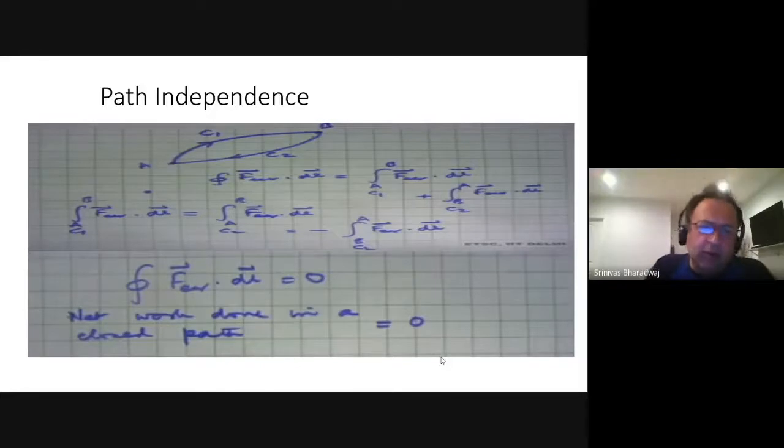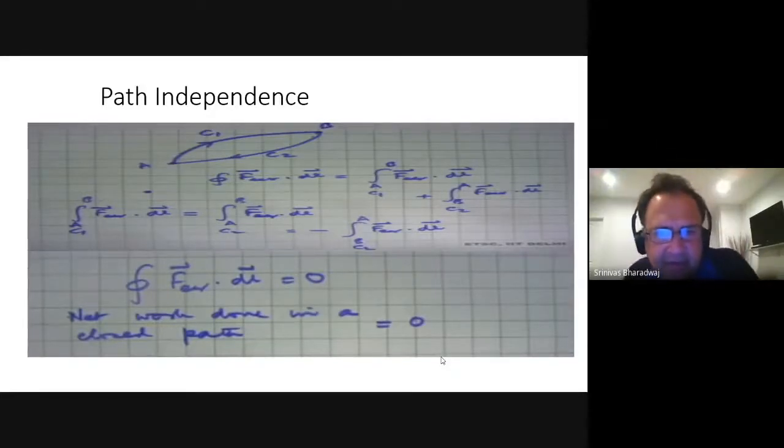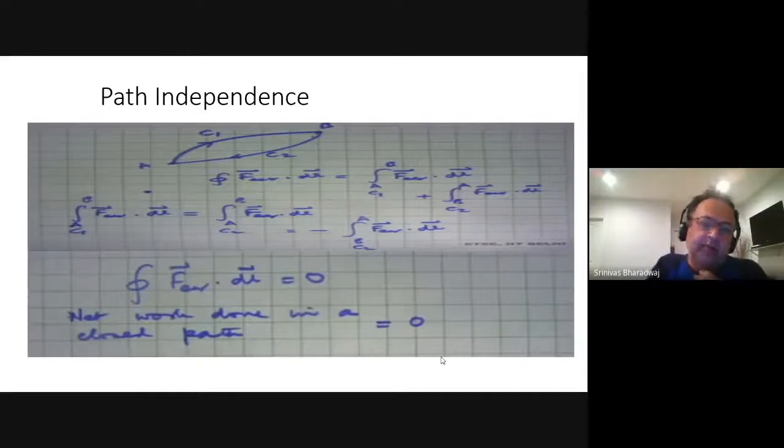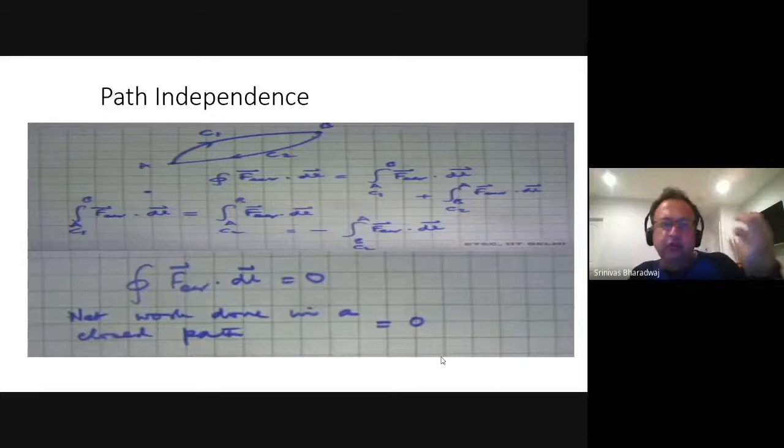So I am now going to briefly tell you something. This F dot dl is the work done, so the net work done will be zero. Now, electrostatic potential, on the other hand, is E dot dl, so you remove the charge out.